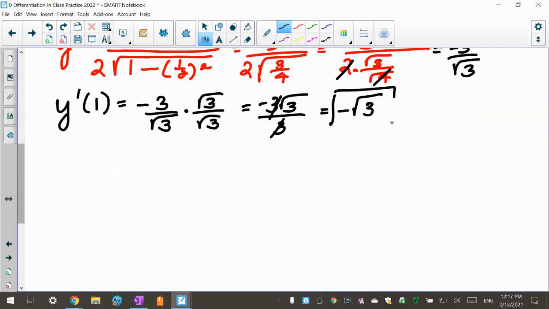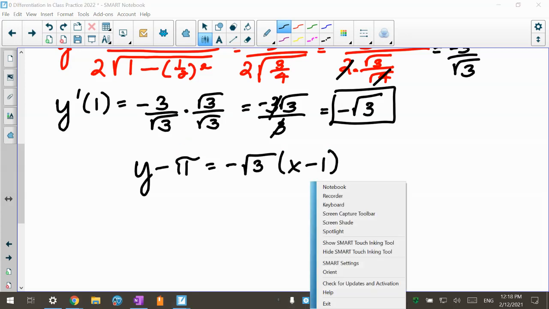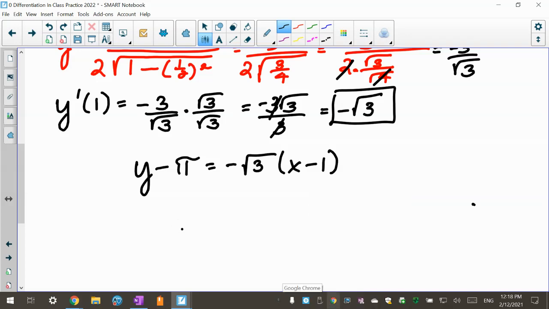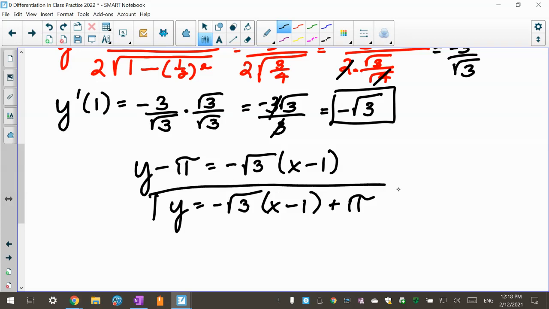So now, there's my slope. So I have y minus y1, and the point is (1, pi). So pi is going to come here, equals the slope, which is negative radical 3, times x minus 1. And I would be happy if you just move the pi over. Why do I keep hitting that? I'm so sorry. I have all this stuff coming up. So what I'm going to do here is just basically move over the pi to the other side. And when I do that, I have y equals negative radical 3 times x minus 1, plus pi. You could actually multiply it through if you want, but this is good right here. And there's your equation of your tangent line.